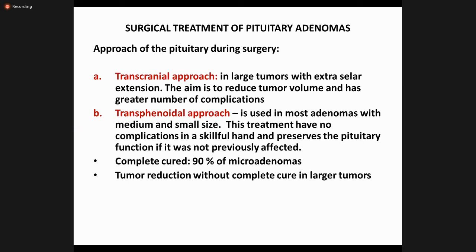In surgery, we have two options: transcranial approach or transsphenoidal approach. In large tumor with extracellular extension, the aim is to reduce the tumor volume, with a greater number of complications. So in the large tumor, transcranial approach is required. It has complications because the approach is through the skull. Nowadays, transsphenoidal is the approach of choice, especially in the small or medium-sized tumor. The treatment has no complication in skillful hands and preserves the pituitary function, if the pituitary is not previously affected.